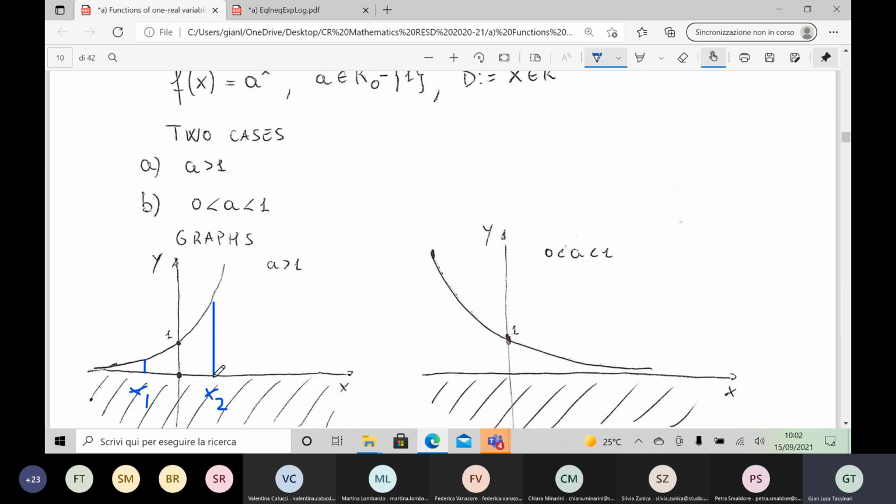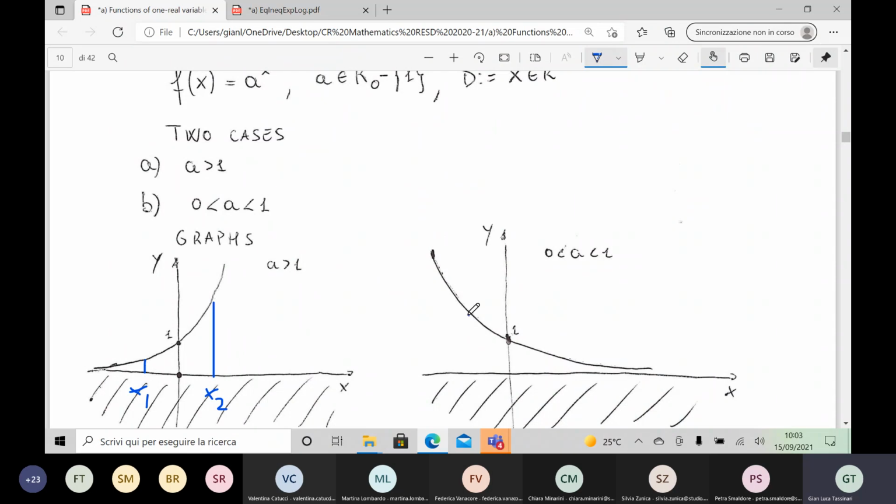You see that if x2 is greater than x1, like in this case, then the exponential of x2 is this vertical distance, and the exponential of x1 is this vertical distance. So you see that if x2 is greater than x1, the exponential of x2 is greater than the exponential of x1.